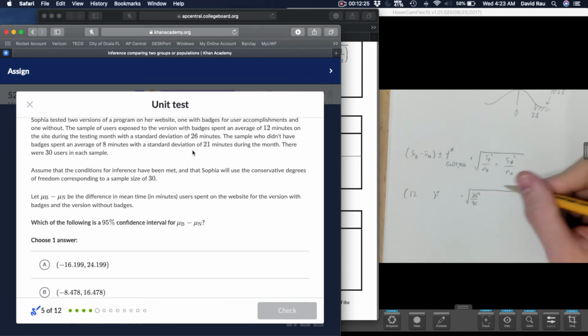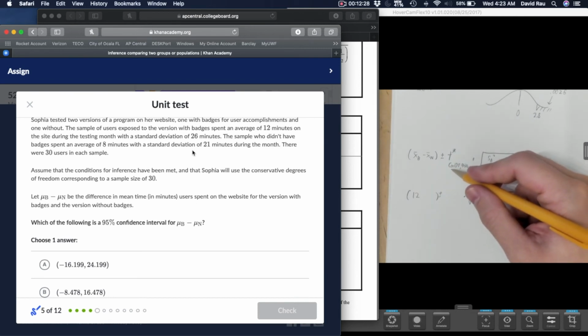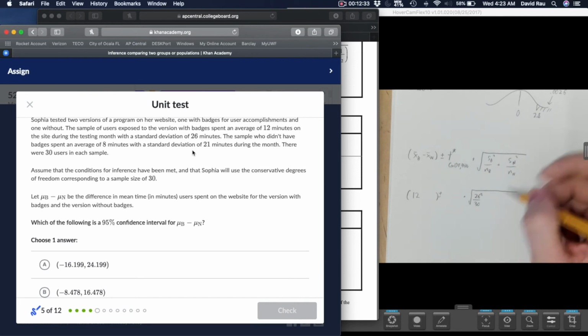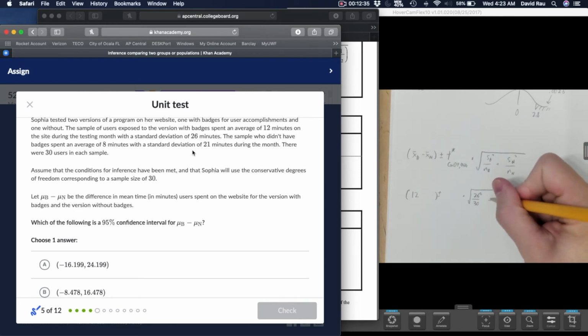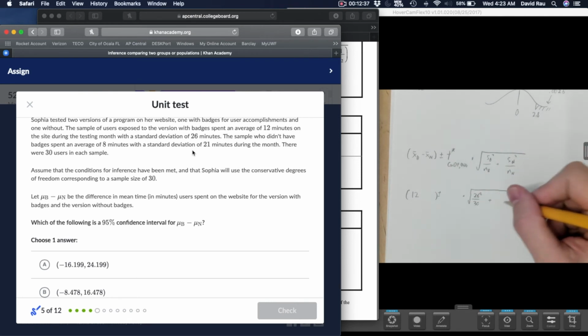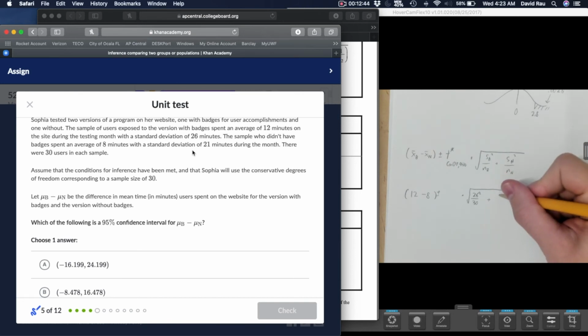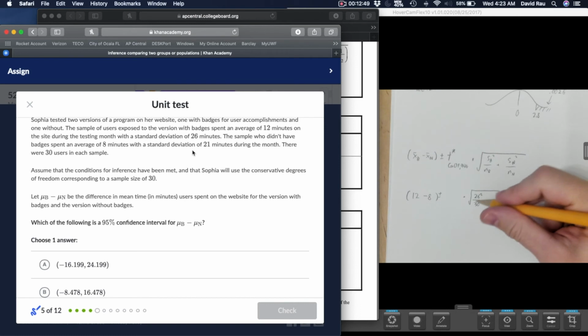Okay, so what does conservative degrees of freedom mean? It means degrees of freedom based on the smaller sample size. Well, this time they're both 30, so smaller doesn't matter. We're just going to use 30 as our n to calculate our degrees of freedom. Okay, the other one without badges was 8, and its standard deviation was 21 squared over, and they both had a sample size of 30, so 30 and 30.